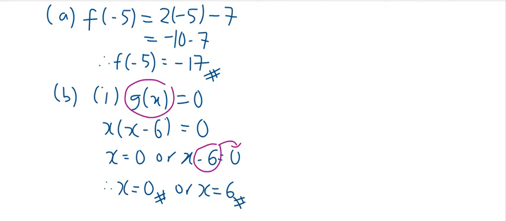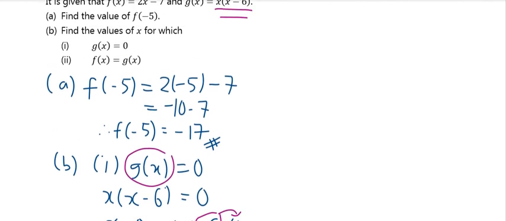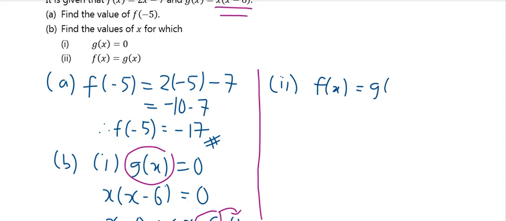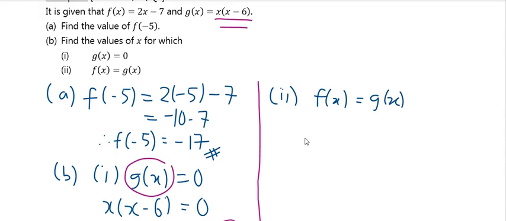Okay, next part for part B will be f(x) equals g(x). So here, just proceed to this one. I will just do another column for you. So part 2 will be f(x) equals g(x). So basically you just have to replace f(x) with the function and g(x) with the function also. So here f(x) is 2x minus 7, right? So 2x minus 7 equal x(x minus 6). Okay, you will see that it will lead to somewhere. So just proceed with simplifying them.